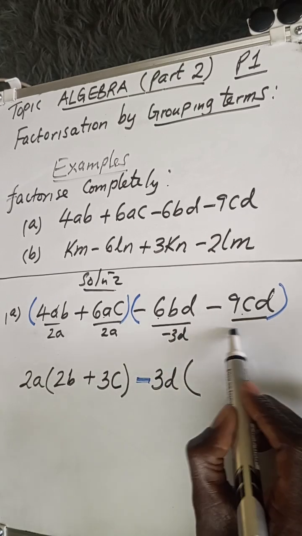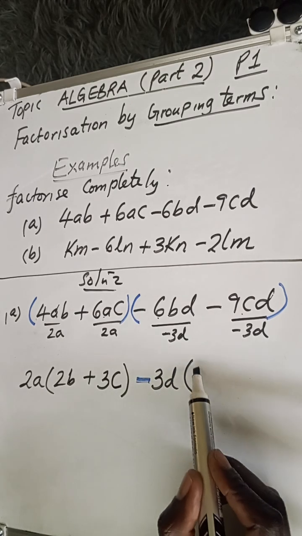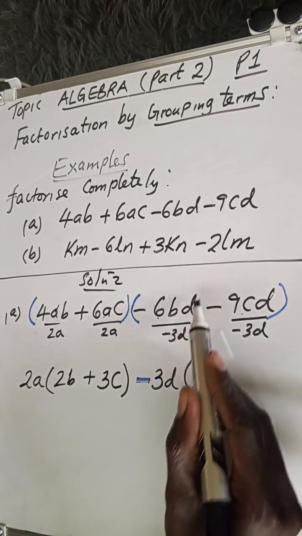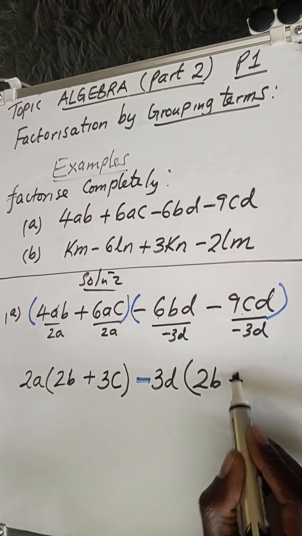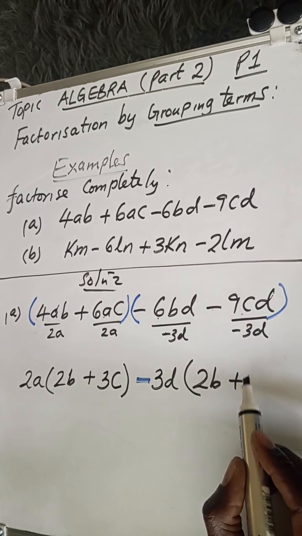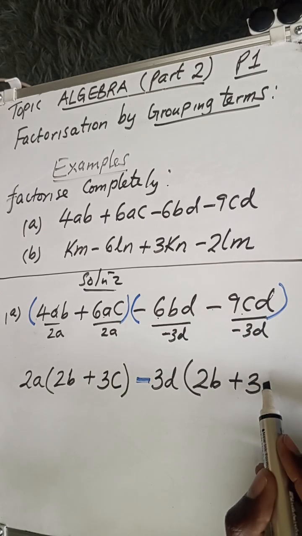What I do this side, I'll also do the other side. Remember, negative and negative will give you a positive. 3 into 6 is a 2, and that D and that D will cancel, so I'll remain with a B. Negative and negative will give you a positive, so 3 into 9 is a 3. Remember, this D and that D will cancel, so I'll remain with a C.